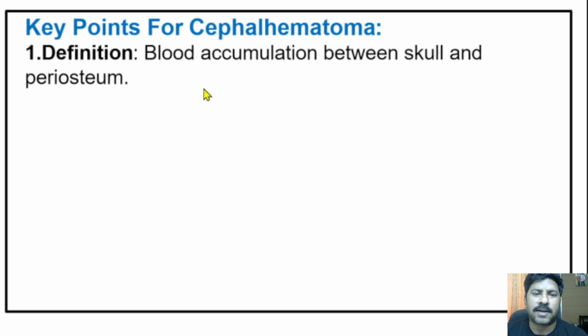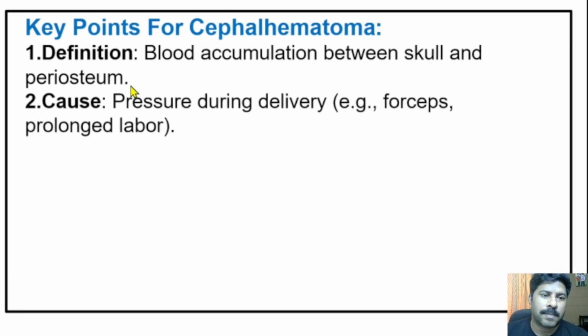Definition: blood accumulation between the skull and periosteum. Caput succedaneum and cephalohematoma are different conditions. In cephalohematoma, blood accumulates between the skull and periosteum, so it does not cross the suture line. But in the case of caput succedaneum, it will cross the suture line. Cephalohematoma will not cross the suture line.